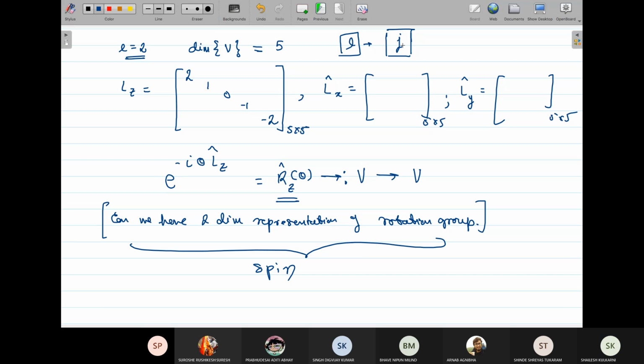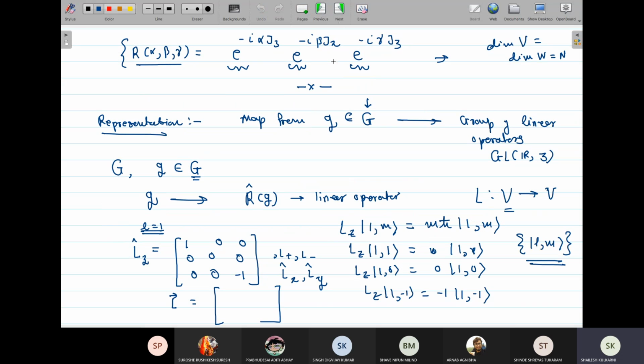Okay. So in the case of spin, your J equals half. And if J equals half, then you will have a two-dimensional representation. But that two-dimensional representation happens to be slightly complicated, and we will see that in the next class. So I will continue from this in the next class.